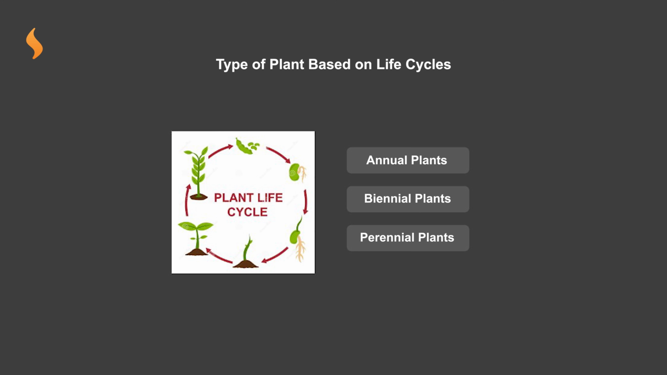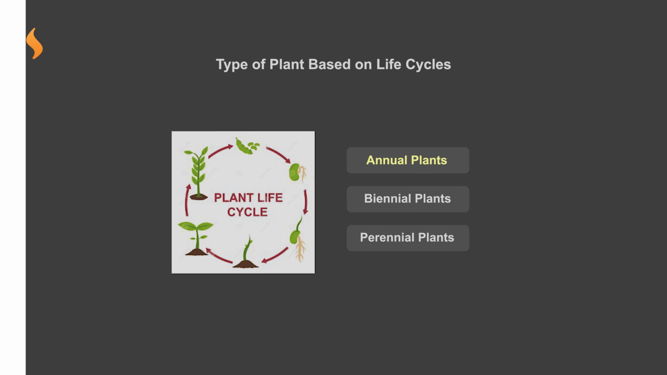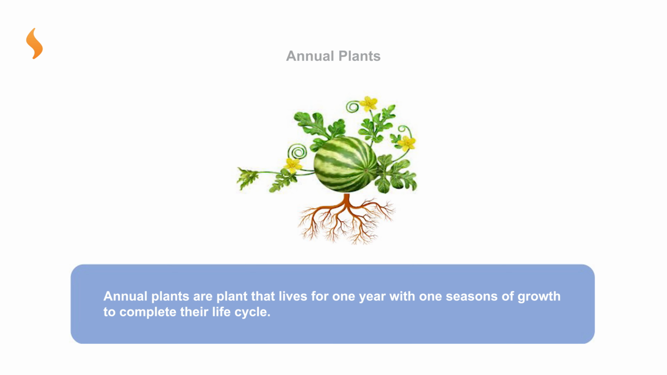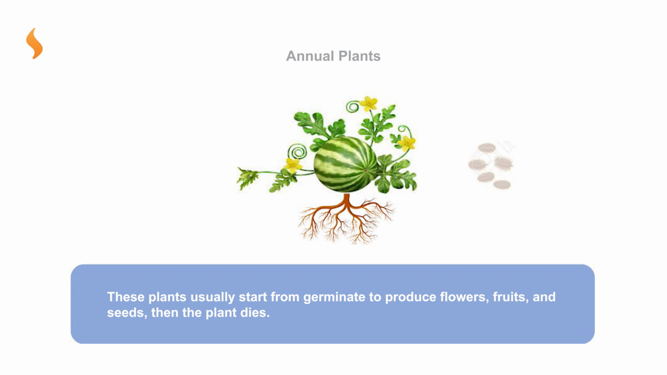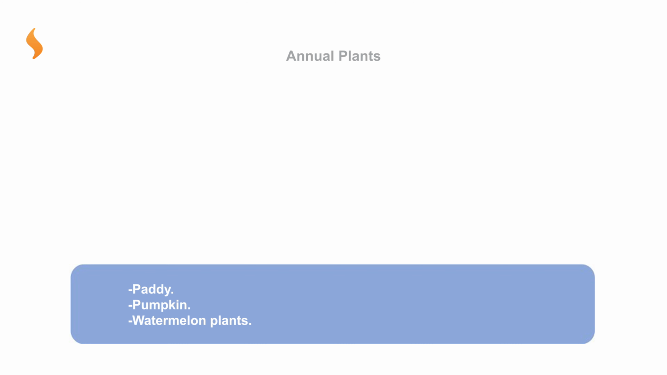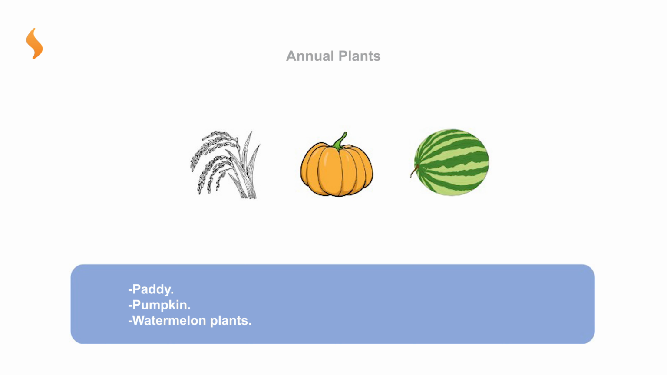The first type of plant's life cycle is annual plants. Annual plants are plants that live for 1 year with 1 season of growth to complete their life cycle. These plants usually start from germination to produce flowers, fruits, and seeds, then the plant dies. Examples of annual plants are paddy, pumpkin, and watermelon plants.